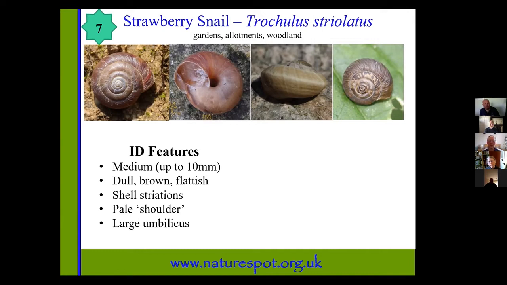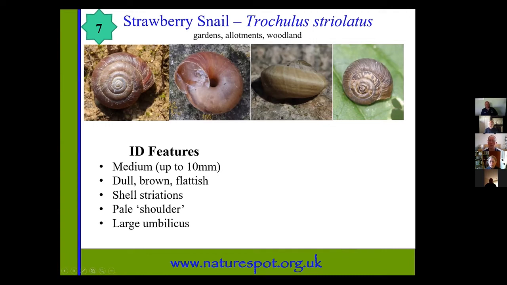And crucially, and this is a key ID feature, if you look at the snail end on, and you can see that on the third picture here, it's not evenly rounded. It has what's called a shoulder on the rim of the shell, which is often paler. It has this pale stripe on it, as if it's worn off the color of the shell. So that helps give it away. It's also got a large umbilicus, as you can see in the second picture there. And as I mentioned earlier, just be aware that it does come occasionally in these mottled varieties.